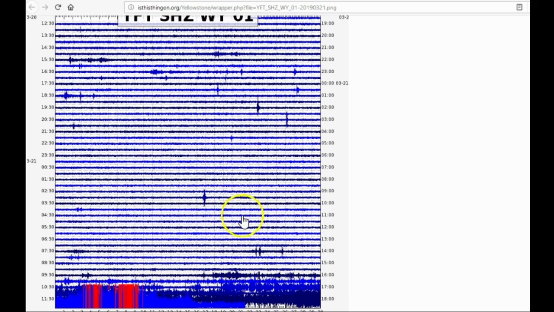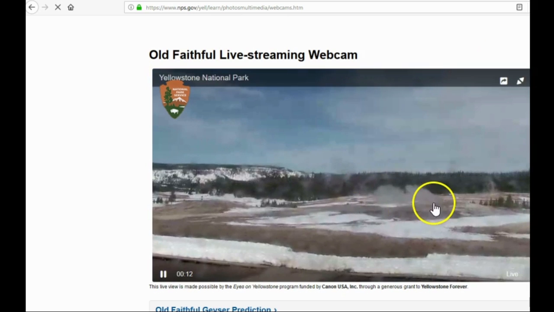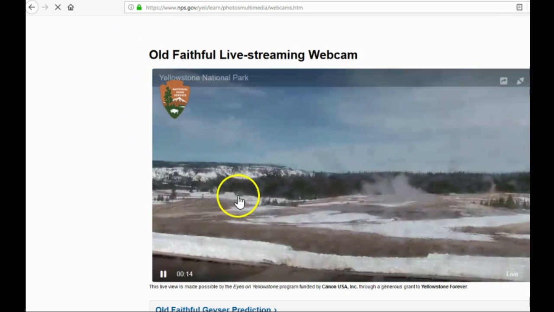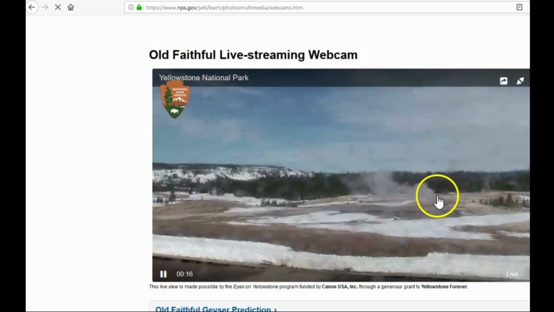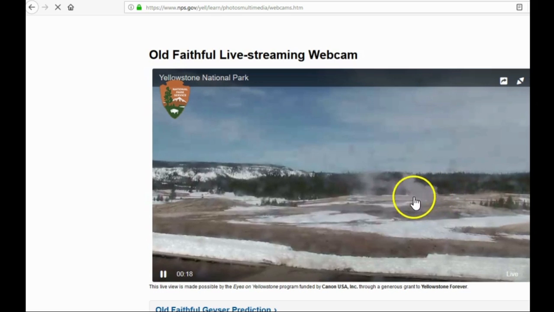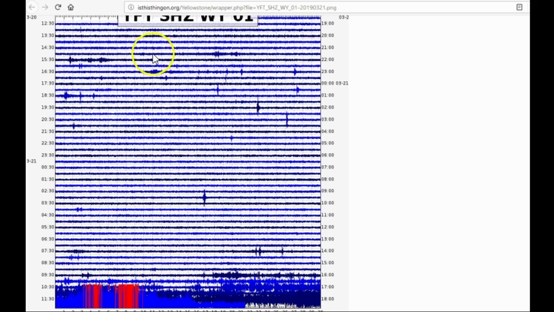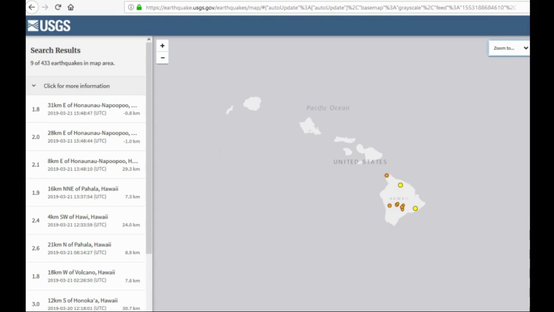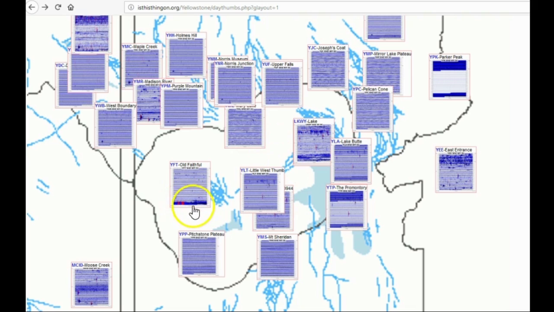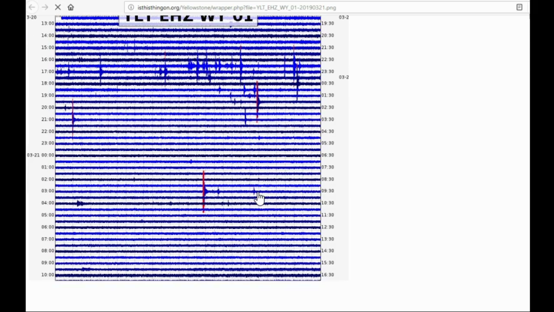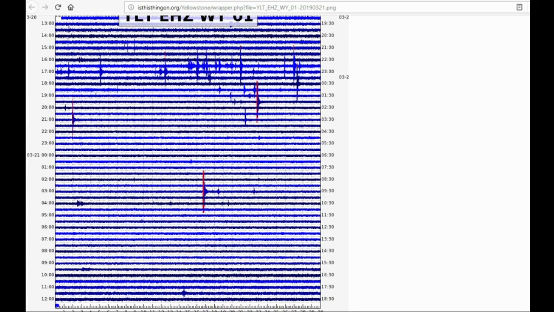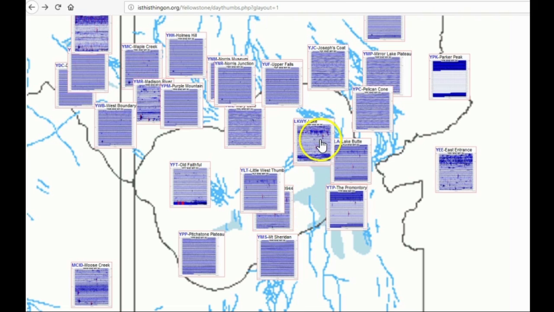Okay, so we're not seeing anything right now on the webcam. Not seeing much. Seeing a little bit of shaking, but it looks like there is some wind, because this is pushing that way, but I don't know. Maybe not. But I just want to show you something you should always do. And then you go here, and there's not really anything on the coast of seismic stations at all.